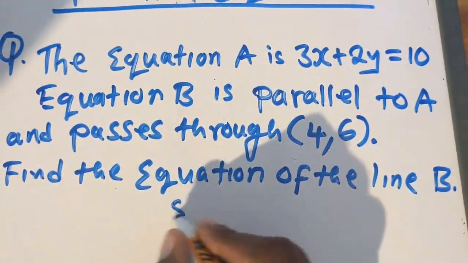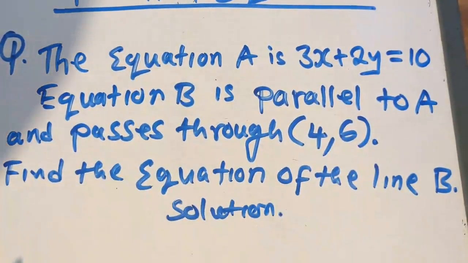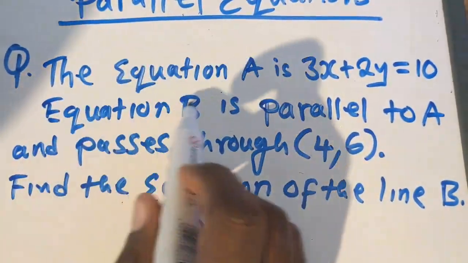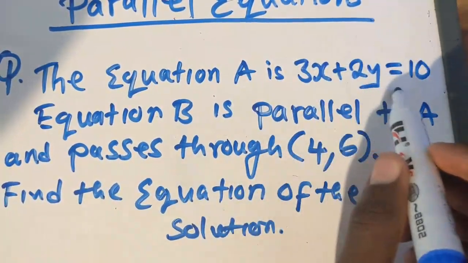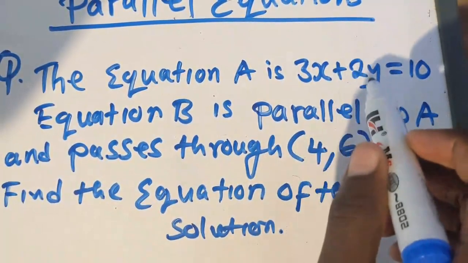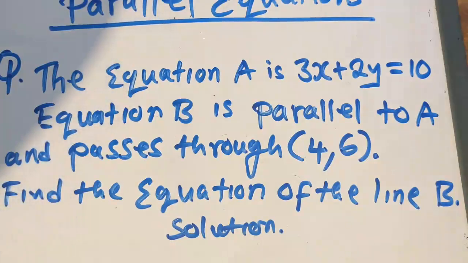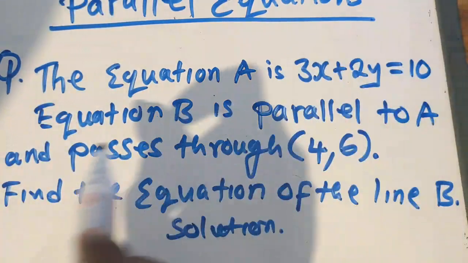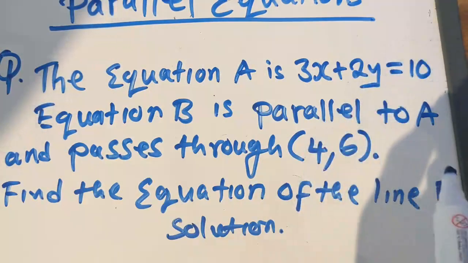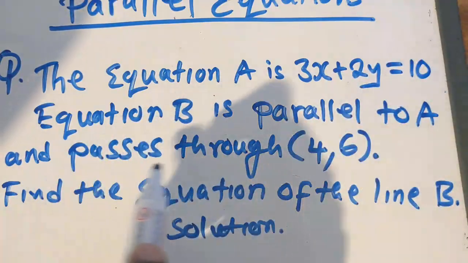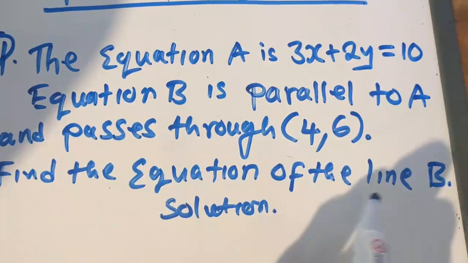All right, so we'll say solutions. Now this question says that the equation of line A is 3x plus 2y is equal to 10. The equation of line B is parallel to A and passes through the point (4, 6). Find the equation of the line B.